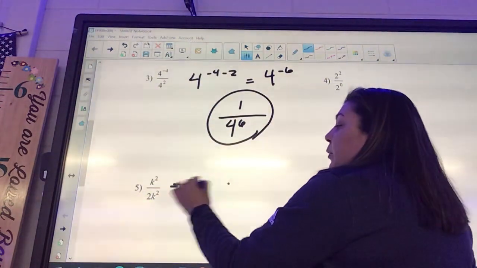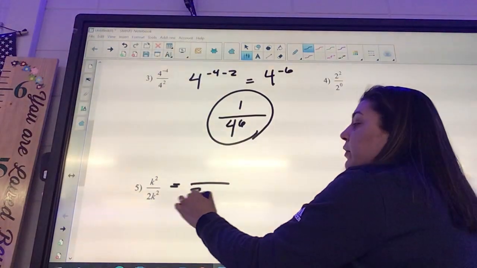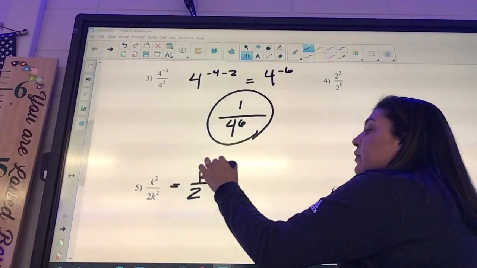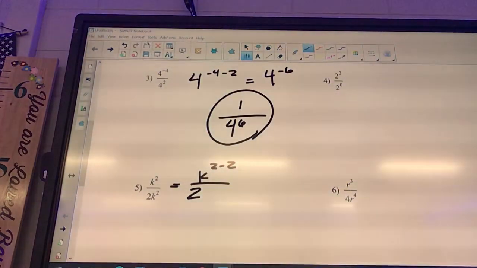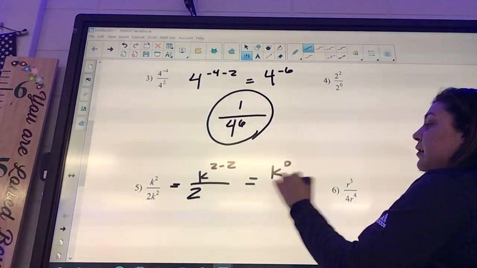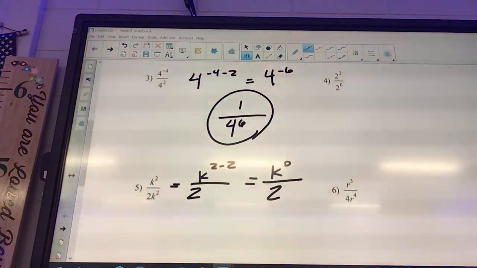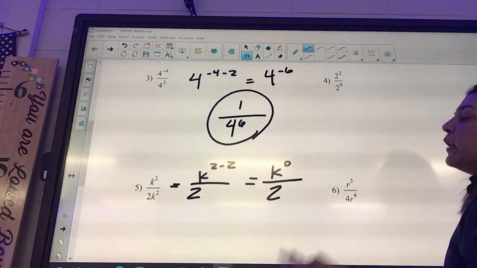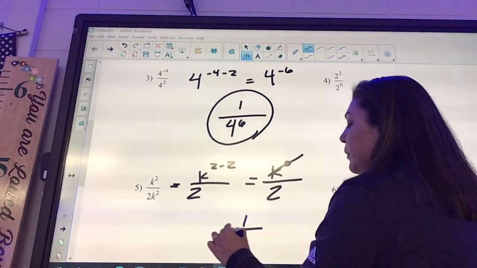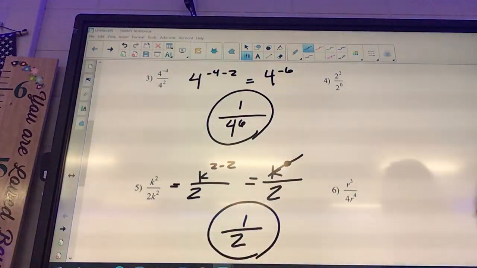Okay, keep your big numbers where they're at. So we got 2, and we say k to the 2 minus 2. What is 2 minus 2? 0. So you're going to have k to the 0 over 2. And what is k to the 0? 1. Okay, or if you do the cancel, it cancels, but then if there's nothing on top, what do you put there? 1. Okay, so it's really just going to be 1/2. It's going to be our answer.